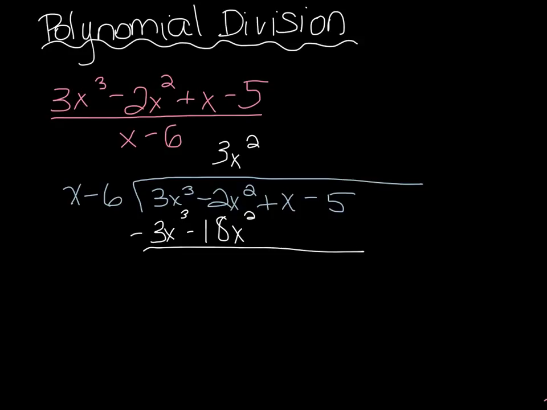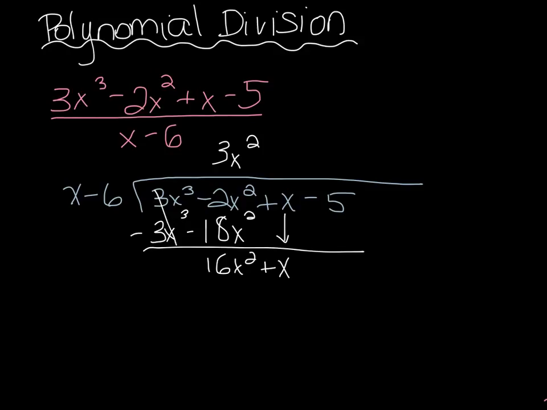We're always subtracting, so the first terms cancel. And negative 2x squared minus a negative 18 means plus 18. So that's actually going to give me a positive 16x squared. And I bring down the positive x.